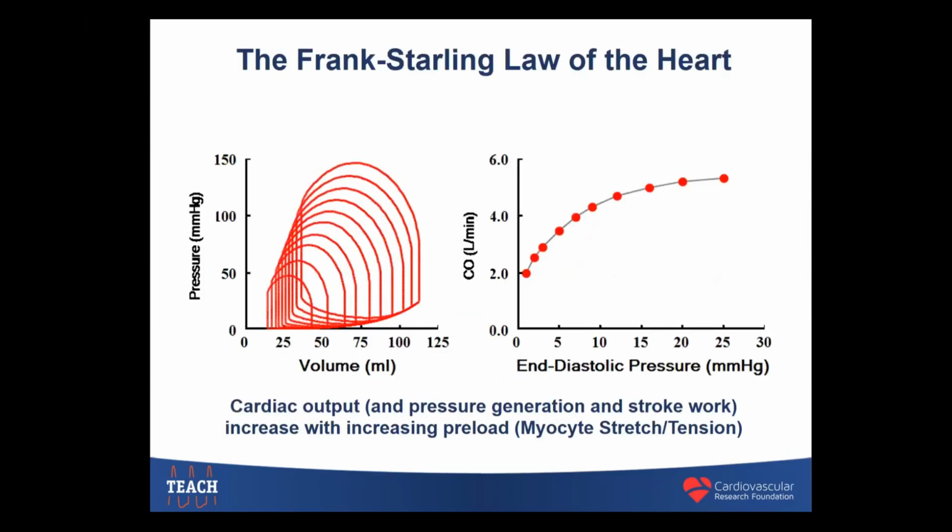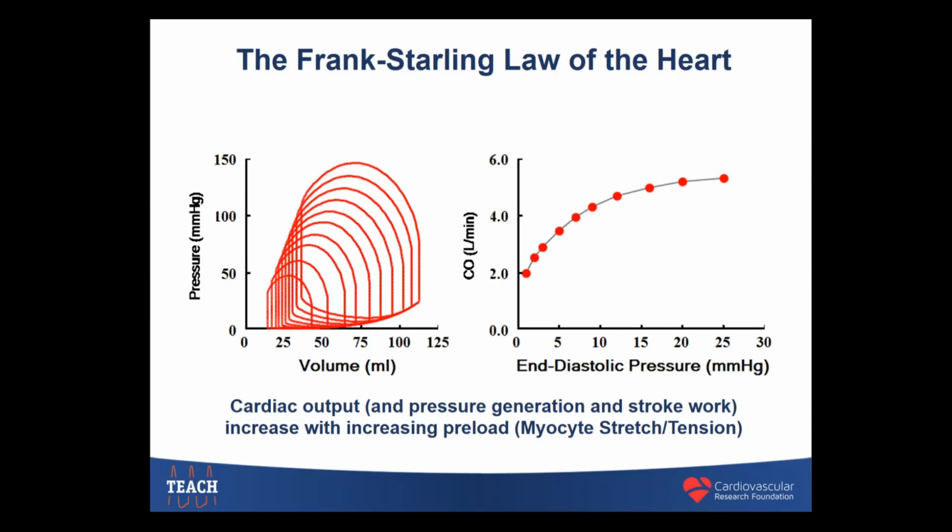Now, this is just showing you, here on the right, end diastolic pressure. As I increase my end diastolic pressure, you can see that the stroke volume that I generate increases. So my cardiac output increases. You can see that here, as I increase my end diastolic pressure, my cardiac output is going up.